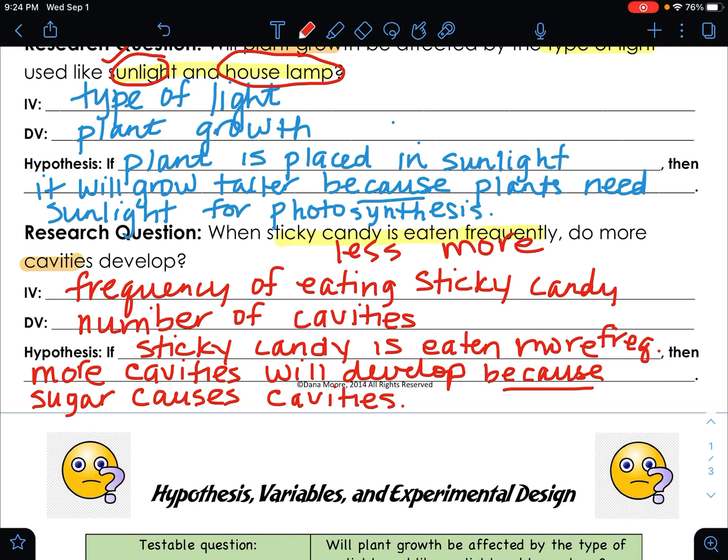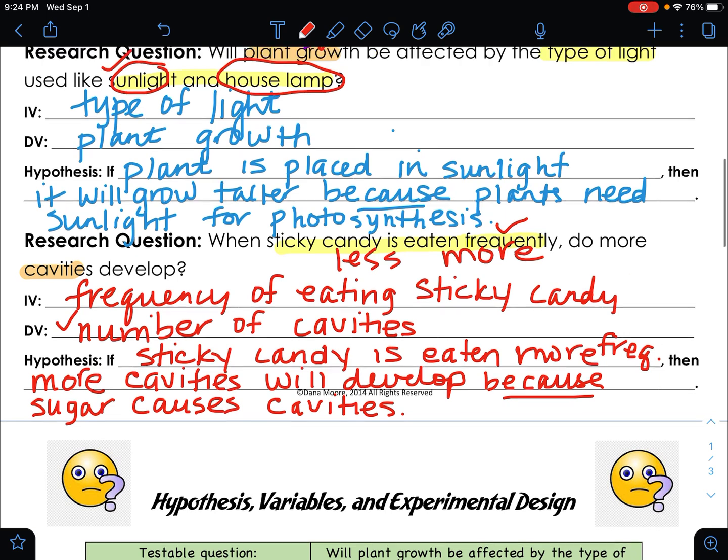frequently. So we're going to have to pick one of those two sides and then address what we think is going to happen with cavities, okay? All right, so I picked them more frequently. So my hypothesis is if sticky candy is eaten more frequently, then more cavities will develop, all right? I addressed the number of cavities because sugar causes cavities, all right?